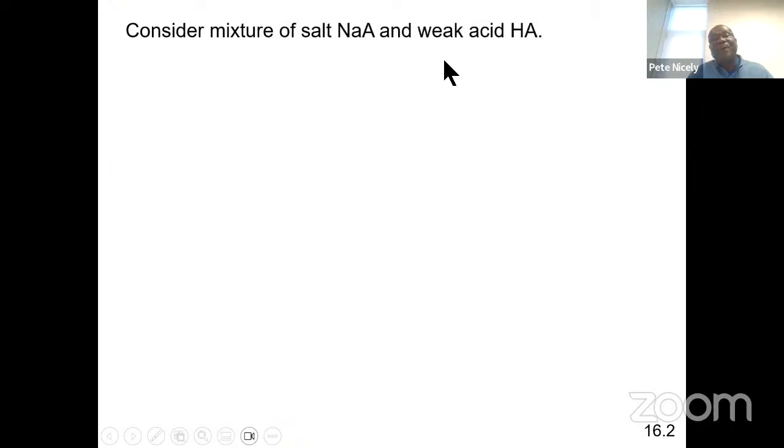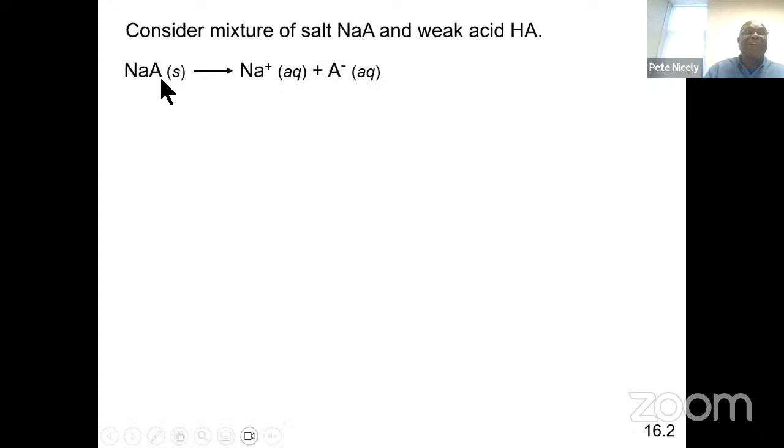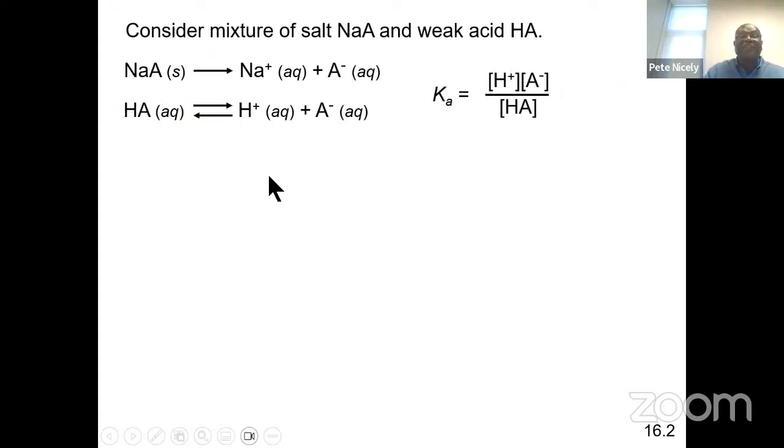Now let's look at a hypothetical situation where the weak acid is represented by HA and the salt is represented by NaA. As we said before, the sodium salt will undergo complete dissociation and the acid will undergo partial dissociation. We can first write down a Ka expression for the dissociation of the weak acid, and rearrange it to solve for H+, which is equal to Ka times the concentration of the weak acid divided by the concentration of the conjugate base of the acid.